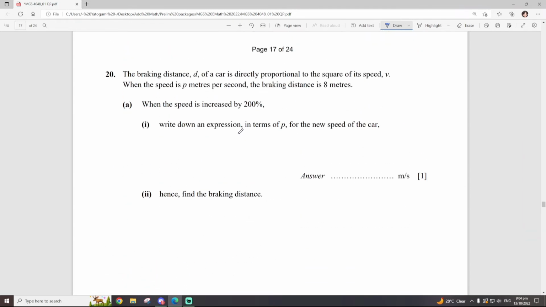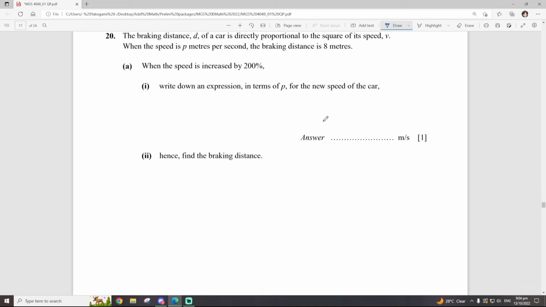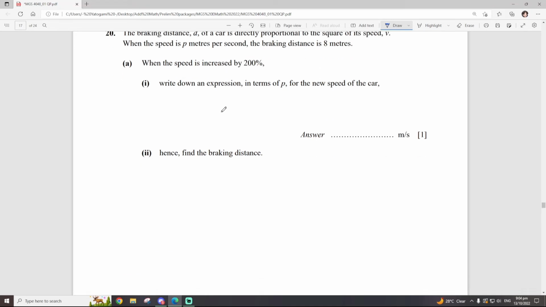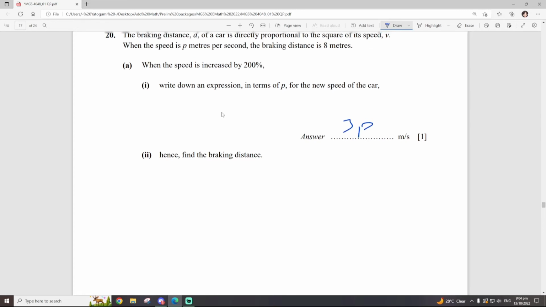The braking distance is directly proportional to the square of the speed. When the speed is p meters, the braking distance is 8 meters. The speed is increased by 200%. So remember, an increase of 100% means that you multiply by 2. The new speed is 200% more, so that's 300% of the original. So that is actually 3p. Find the braking distance. Okay.